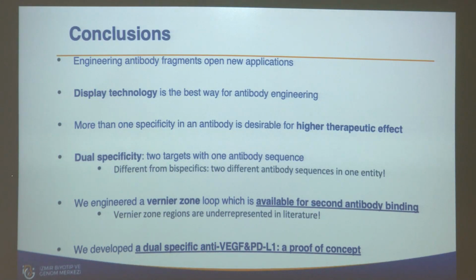We call it Werner zone loop, but this is the first term that we used in the literature. People usually call it framework 2, framework 1, and those kinds of things, but we call it the Werner zone region. And we showed that this loop is available for the second antigen binding. We have a lot to do, actually, but my student graduated and went to Belgium for her postdoc. Right now, the project has stopped a little bit, but we will continue, hopefully. And as I said, our proof of concept for dual specific worked.